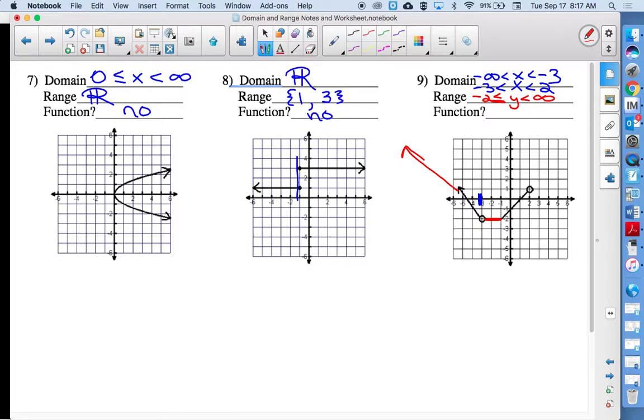Is it a function? Yes. Is it discrete? No, it's not a set of points. Is it continuous? No, it stops at this point. So then we would just say neither.